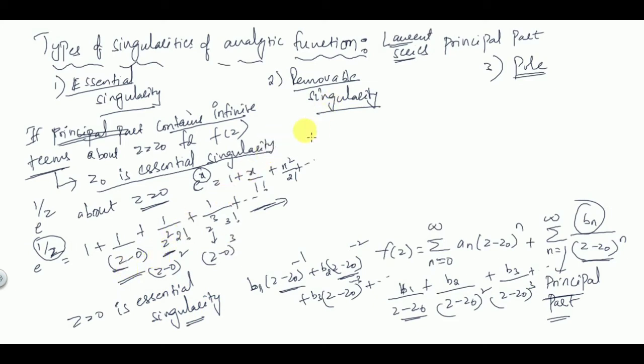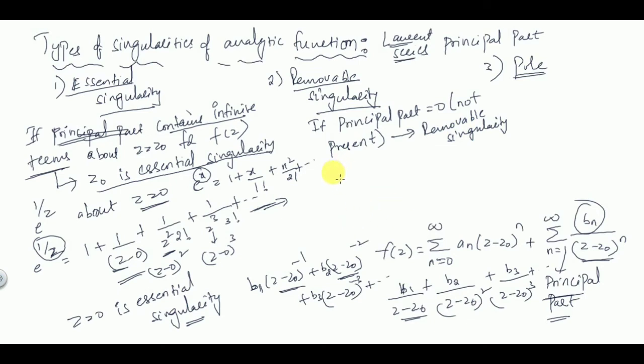Next, removable singularity. If the principal part is equal to 0, that is, not present, if the principal part is not present, then such a type of singularity is called a removable singularity. Okay, so that type of singularity is called a removable singularity.